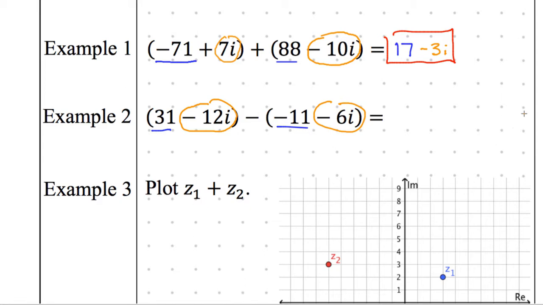So you've unpaused me now. I'm going to work through this a little bit quicker. 31 minus a negative. This is now a positive 11. And this is a positive 6i. So 31 plus 11 is going to be 42, and then I'm going to have negative 12 plus 6i is a negative 6i. Final answer, box it.